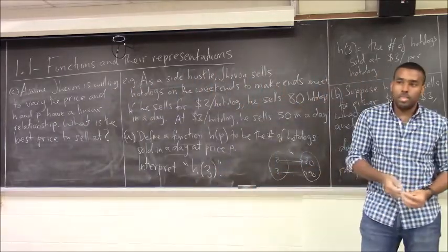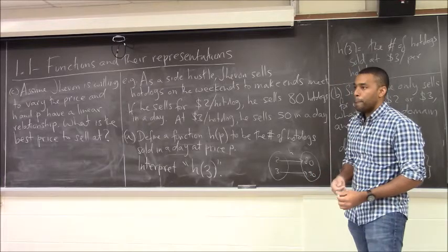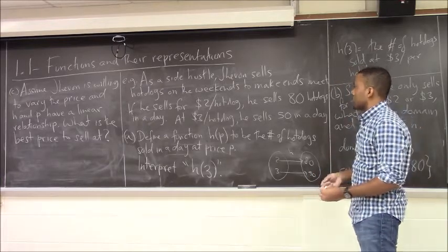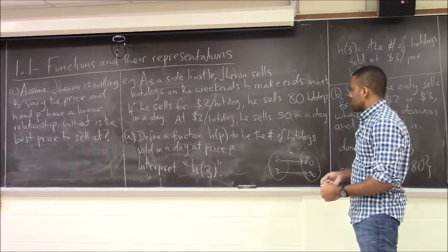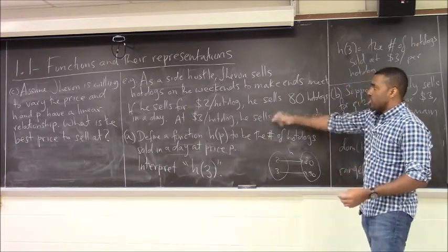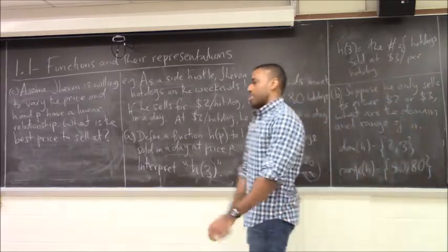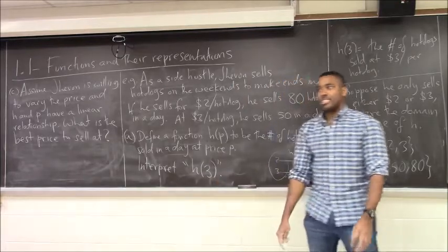What is going to be the price that gives me the most revenue? $2. Why would you say that? Because 80 times 2 is $160, and 50 times 3 is $150. Yes, of these two prices, it would be better for me to sell at $2. But was that the question I asked? No, because you can fluctuate.